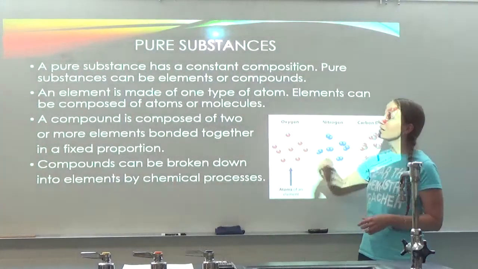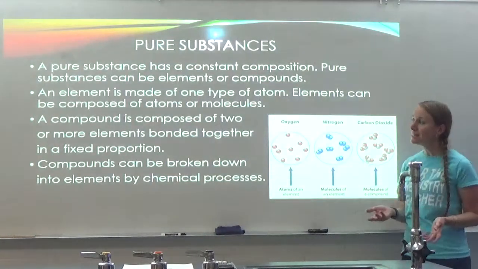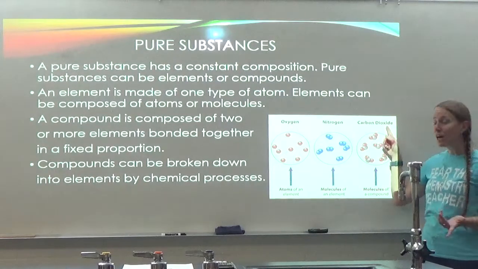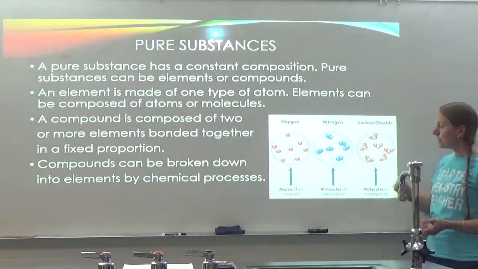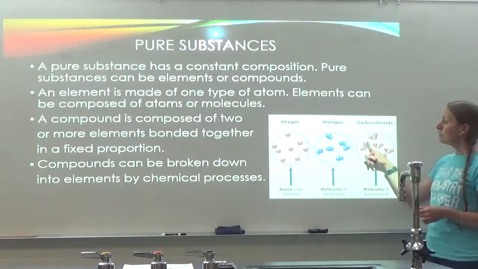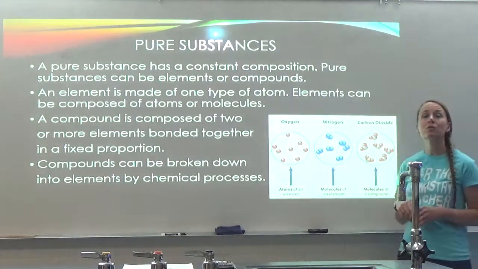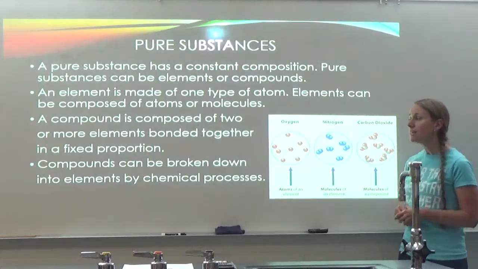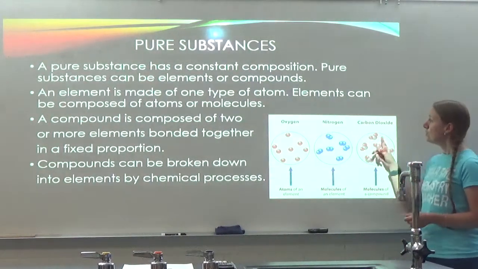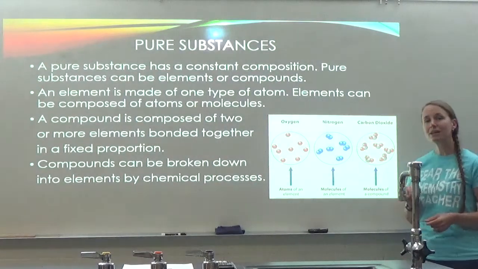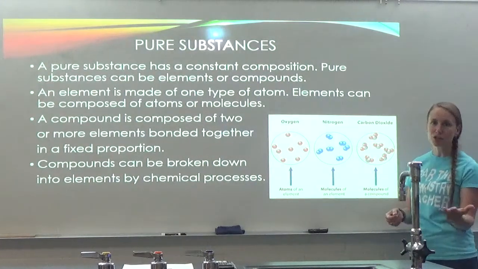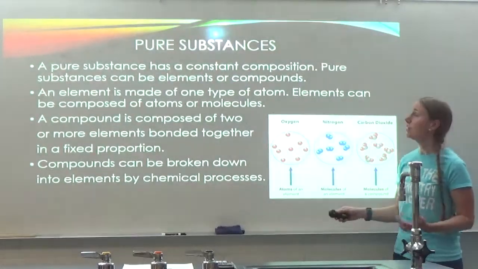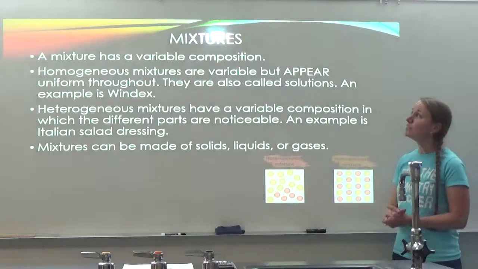And then a compound is composed of 2 or more elements bonded together in a fixed proportion. For example, carbon dioxide is a compound. It's carbon and 2 oxygens bonded together. So it's made of a molecule, but it has more than one type of element. Compounds can be broken down into elements by chemical processes. So you can break down carbon dioxide into carbon and oxygen, but you can't break an element down any more through physical or chemical processes.